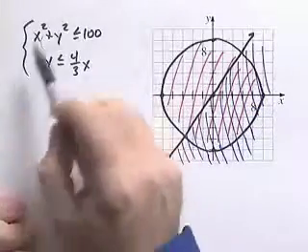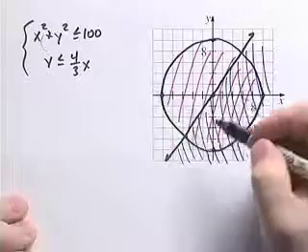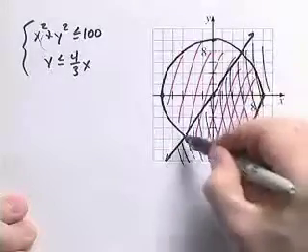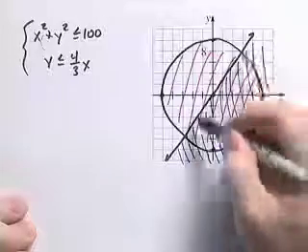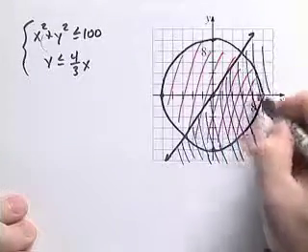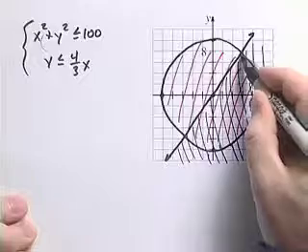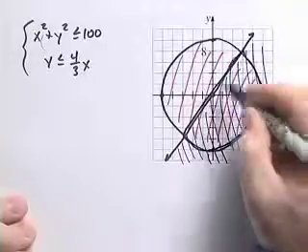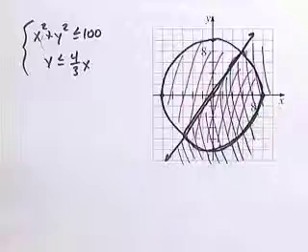So the graph of this system of nonlinear inequalities is the overlap region we get for this part of the circle right here. We get below the line y equals 4/3 x, and then inside the circle. So our region is right there, and that's the solution set for our system of inequalities.